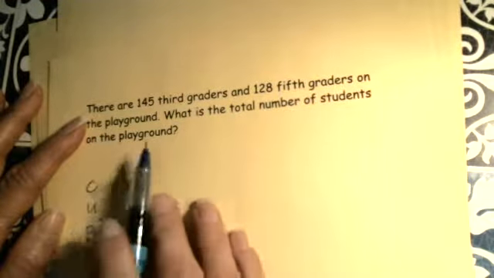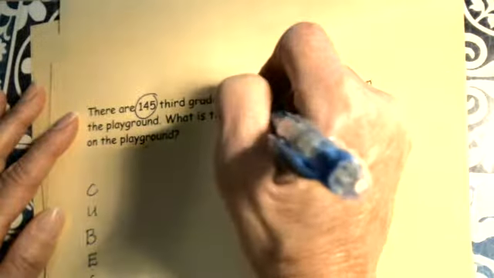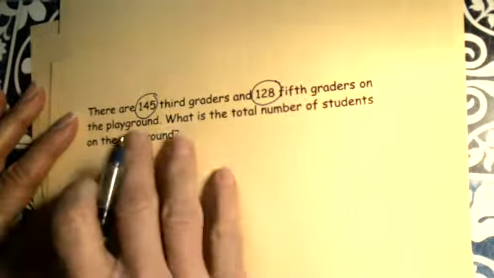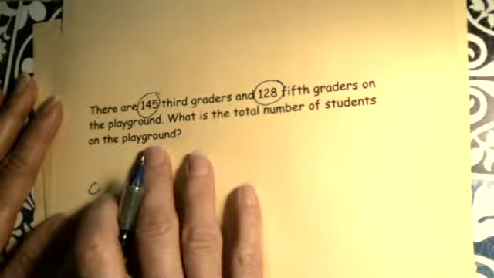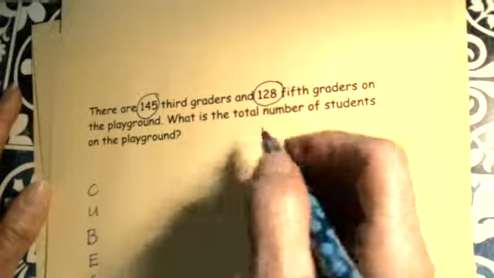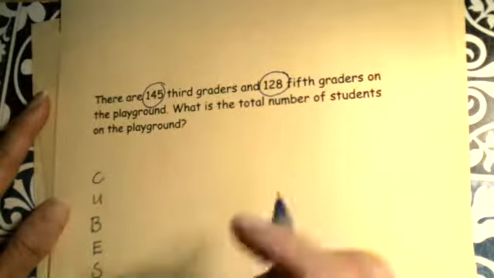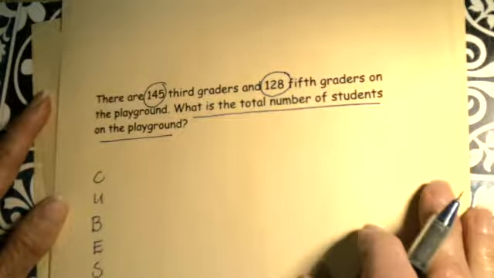Okay, so I'm going to circle the important numbers. There are 145 third graders and 128 fifth graders on the playground. What is the total number of students on the playground? Now I'm going to underline the question that I'm being asked to solve. What is the total number of students on the playground?